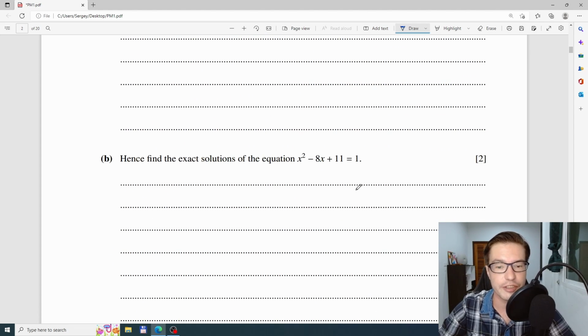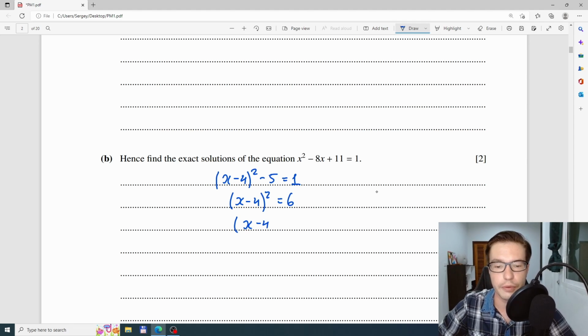So hence find the exact solutions of the equation. Okay, I'll replace the left side of this equation with my completed square form, which is x minus 4 squared minus 5 equals 1. Now let's move minus 5 to the other side, and we'll get x minus 4 squared equals 6. Take the square root.